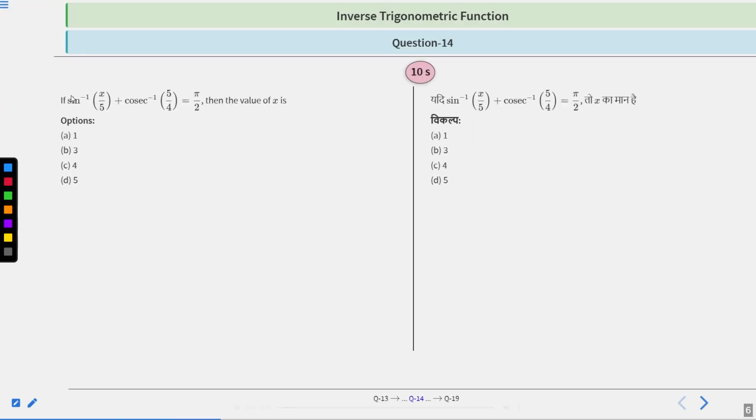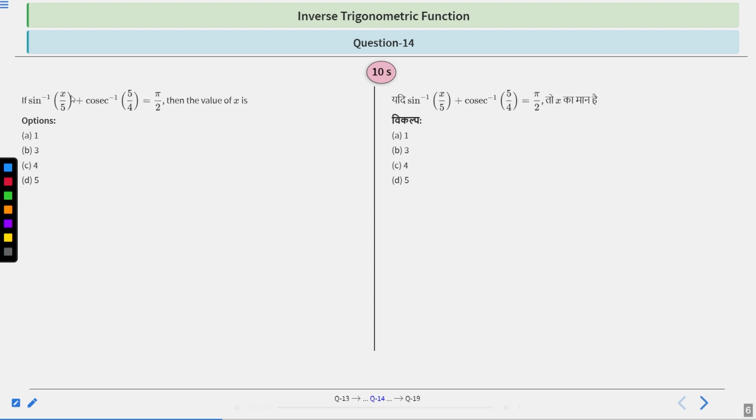Now, let's move to the next question, question number 14, which says if sine inverse x by 5 plus cosec inverse 5 by 4 is equal to pi by 2, then the value of x is. So, see, what can we do in this question? It is given that sine inverse x by 5 plus cosec inverse 5 by 4 is equal to pi by 2.